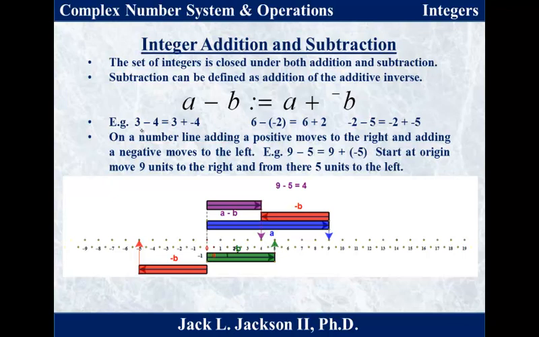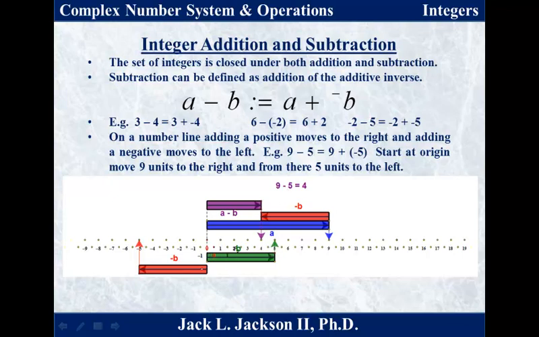Now if you're adding a positive number, you're going to the right. If you're adding a negative number, you're going to the left on our number line. So, for example, 9 minus 5 can be thought of as 9 plus a negative 5. So here we have 9, which is the blue, starting at the origin, go to the right 9, and you're at the point 9. And from there, we want to add negative 5, that is, go 5 to the left. So the green one is 5. That's what we have here.